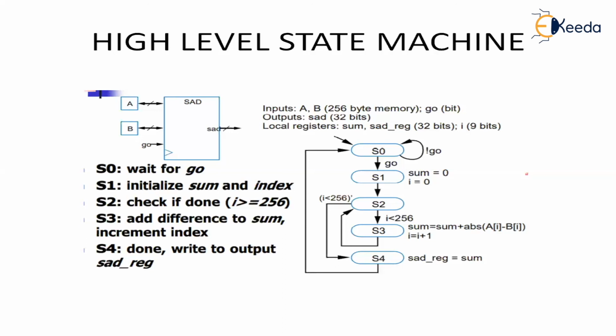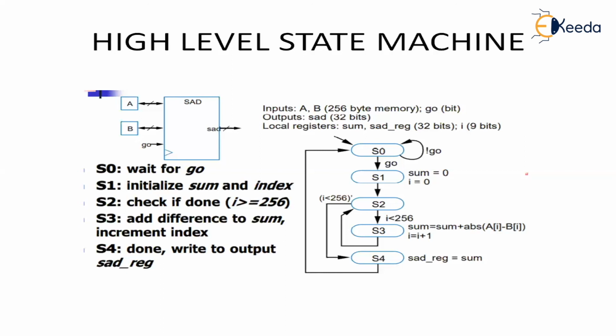So this is the high level state machine. There first we started with the state S0. A go signal is coming. We are going into the next state. We are initializing our sum register to 0 and the incrementing register I is also equal to 0. Once the initialization has been completed, we move into the next state.